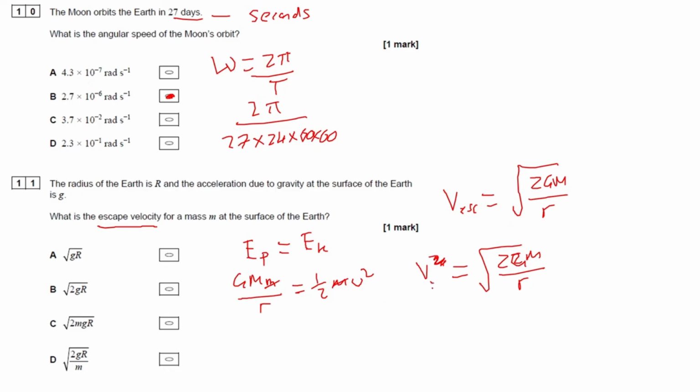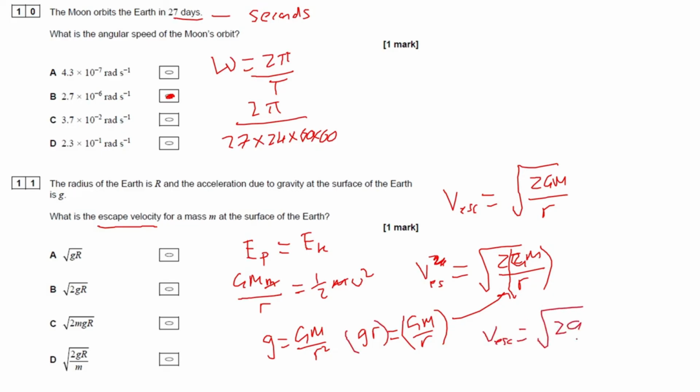Now that doesn't match with any of the options, but you can see in all the options they've given you g, and if you remember, g as an equation is GM over r squared. If I just rearrange this slightly, multiply both sides by r, I get GM over r. The reason why is because this term is already here in escape velocity. So in other words, I could just replace that GM over r with just gr. So v escape is equal to the square root of 2gr. Okay, so that should just be B as the answer.